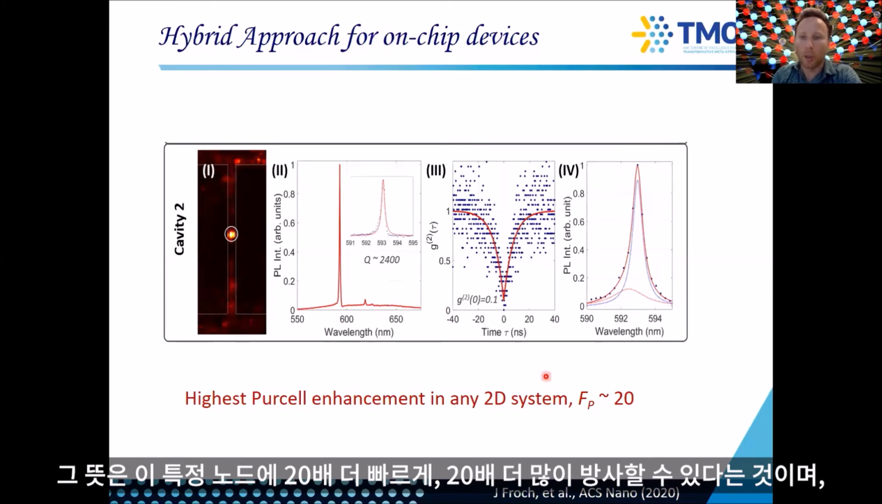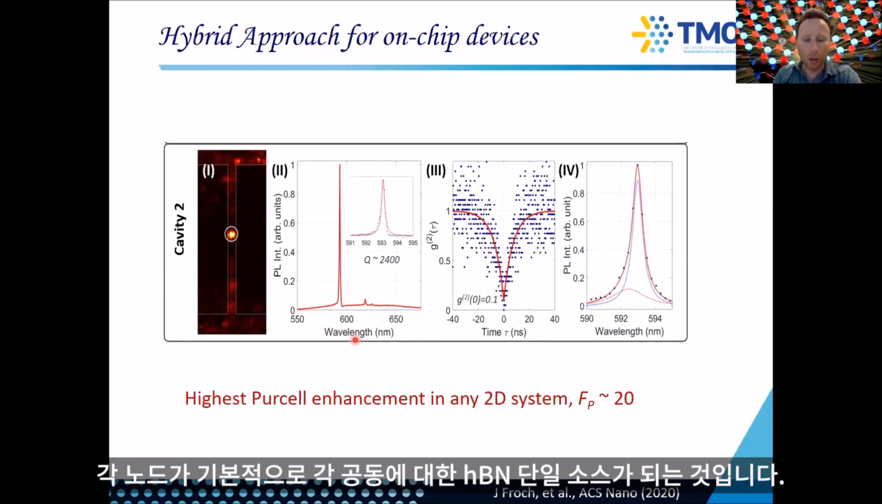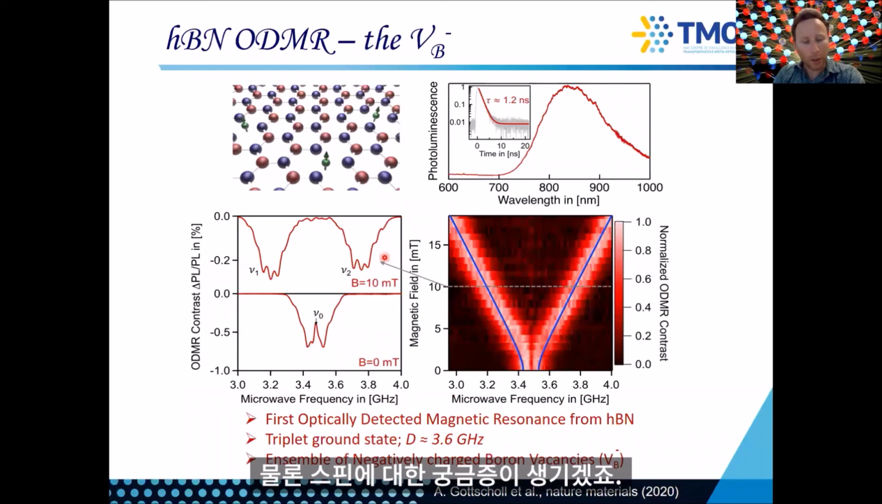So that means you emit 20 times more. You can think about this as emitting 20 times faster, 20 times more into this particular mode, and 20 times more photons that you can collect. So this is really the first step towards a scalable photonic network, where each node is basically an HBN single photon source coupled to a cavity. And of course, there is a question about the spin.